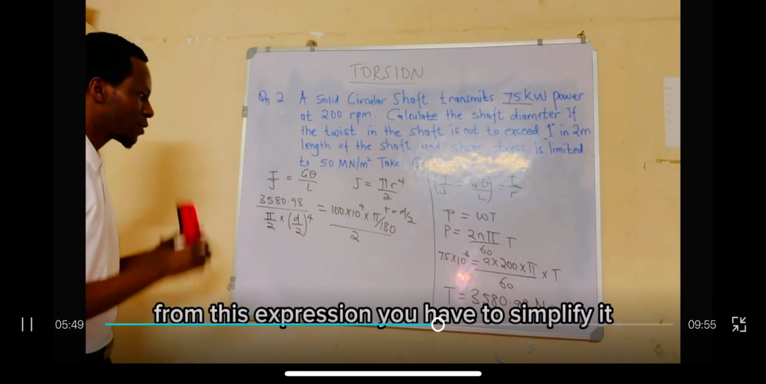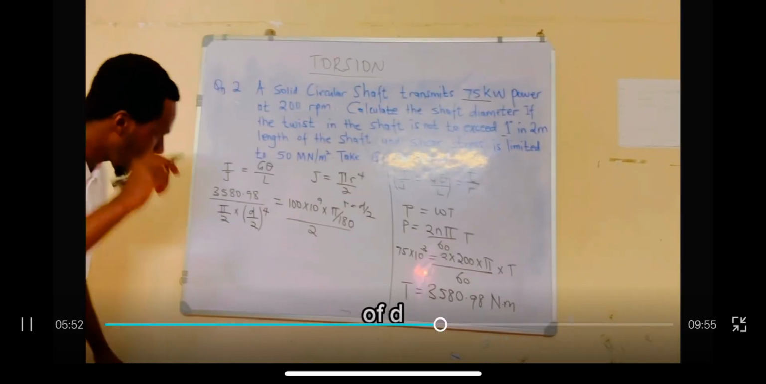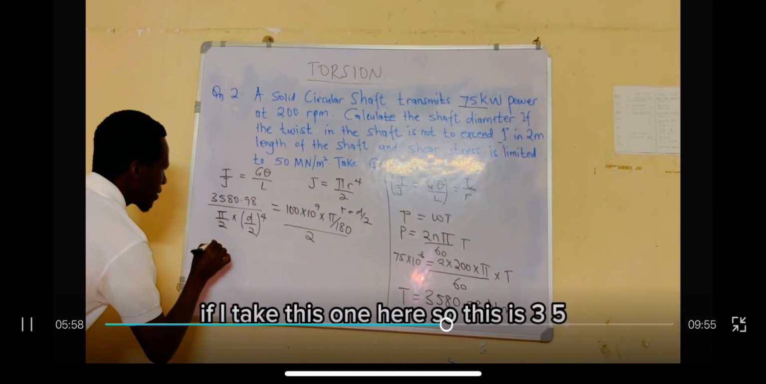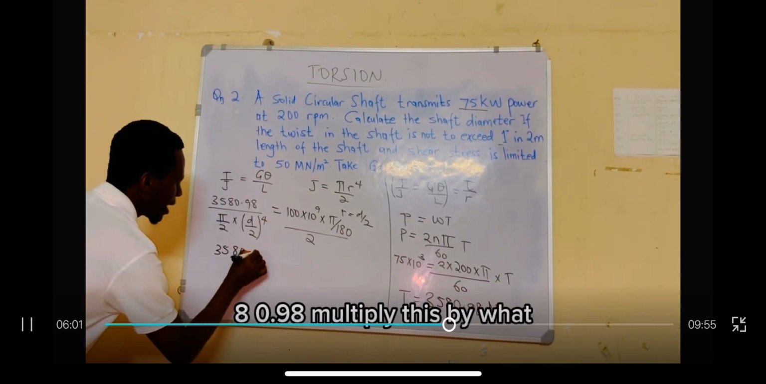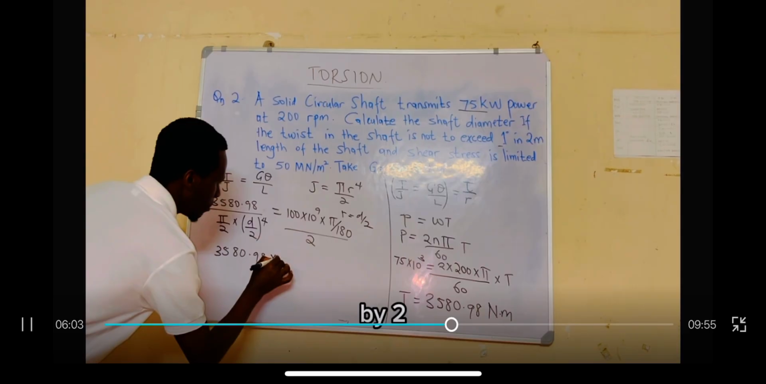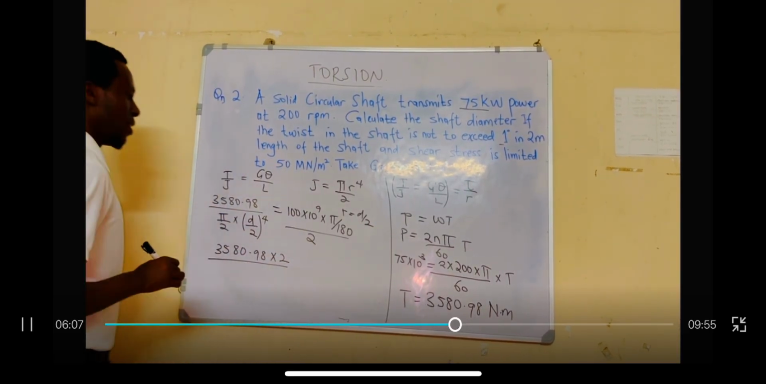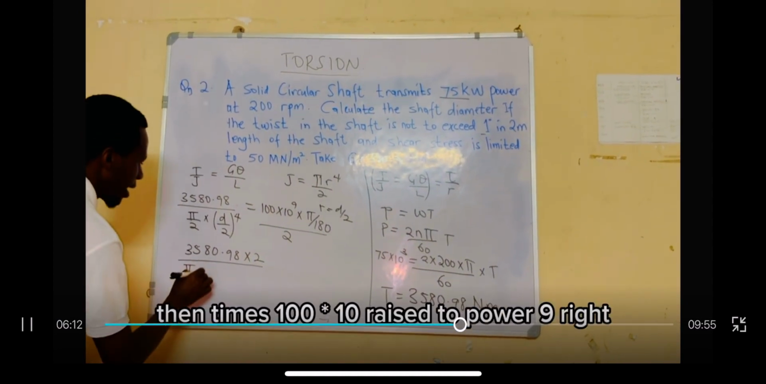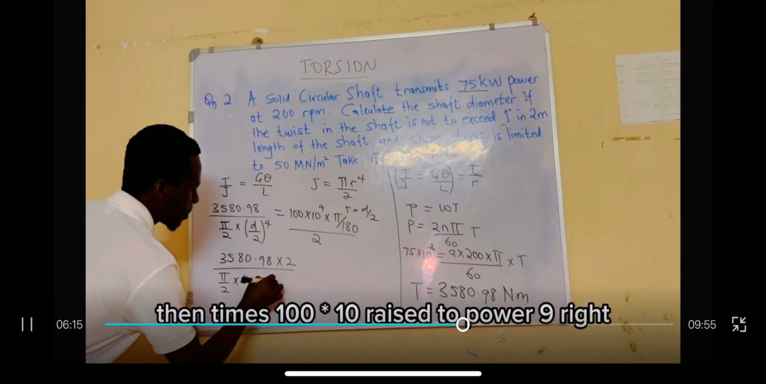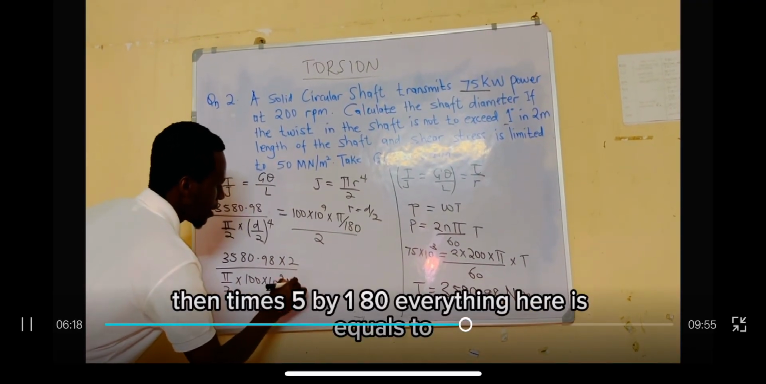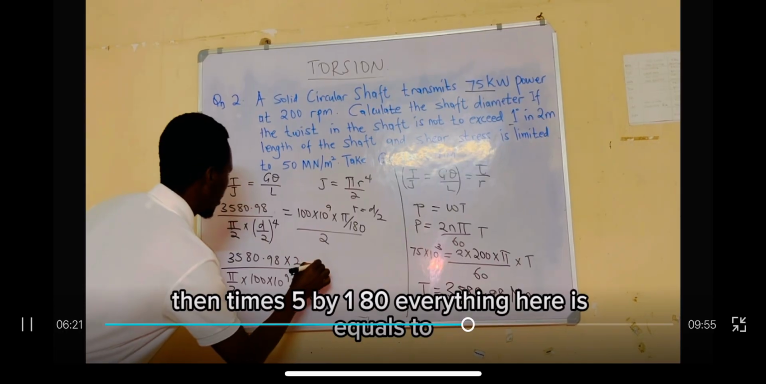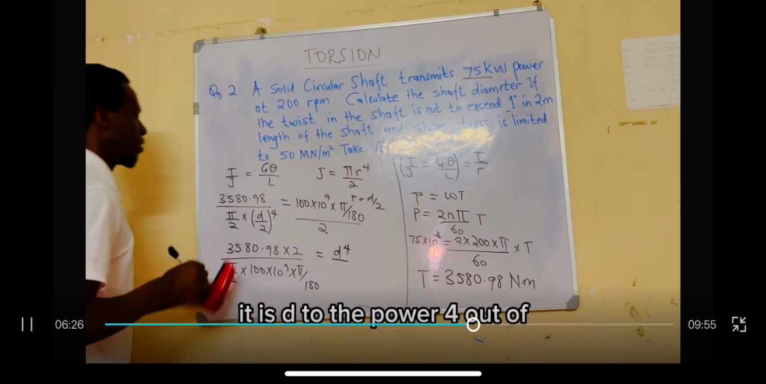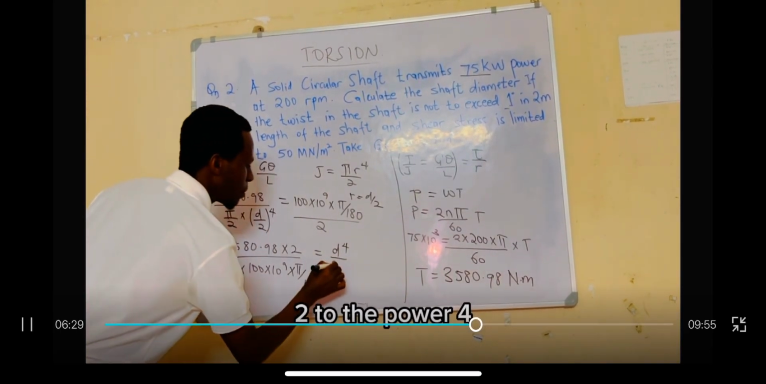From this expression, you have to simplify it so that you come out with the value of d. What can I do in this case? Simplify. If I take this one here, 3580.98, multiply it by 2 and divide by this expression, I bring it down here. So I have pi by 2, then times 100 times 10 raised to the power 9, then times pi by 180. Everything here is equal to d to the power 4 over 2 to the power 4.